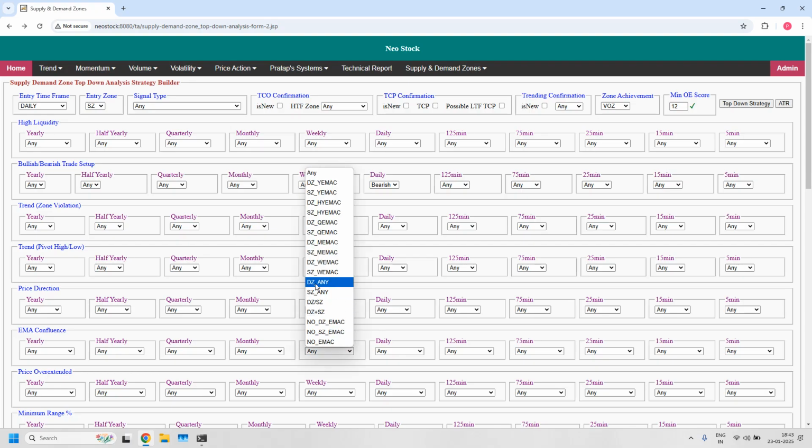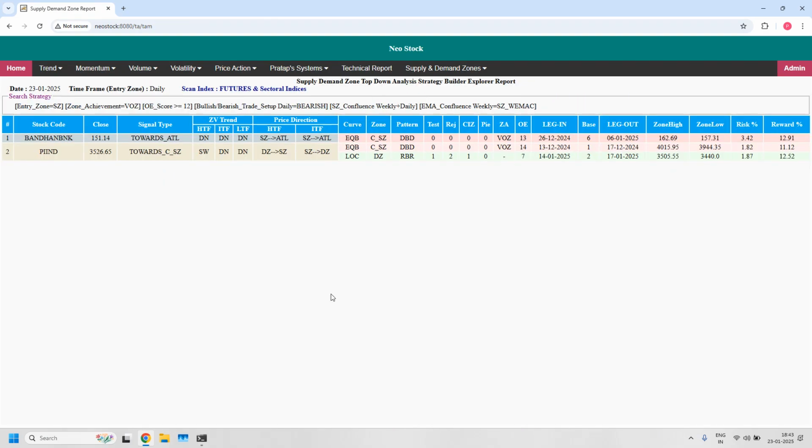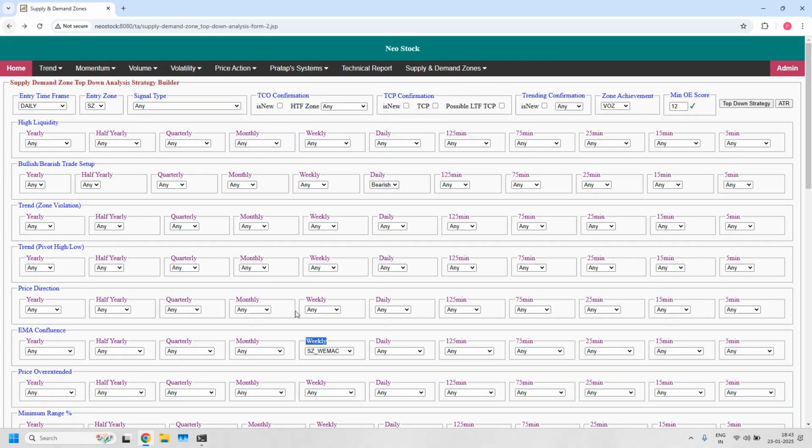That's why we are looking for weekly supply zone having weekly EMA confluence, and the trend is already downtrend on weekly. So both the stocks are filtered. That means these 2 stocks are even more high probability trade setup supported stocks and also having LTF, ITF zone confluence. Now let's check whether any of these 2 stocks are having even HTF confluence.